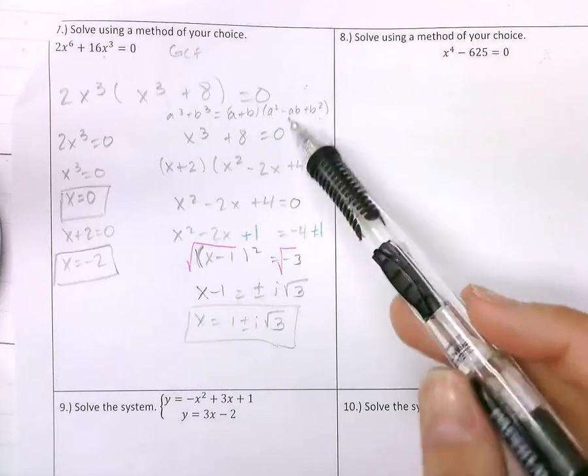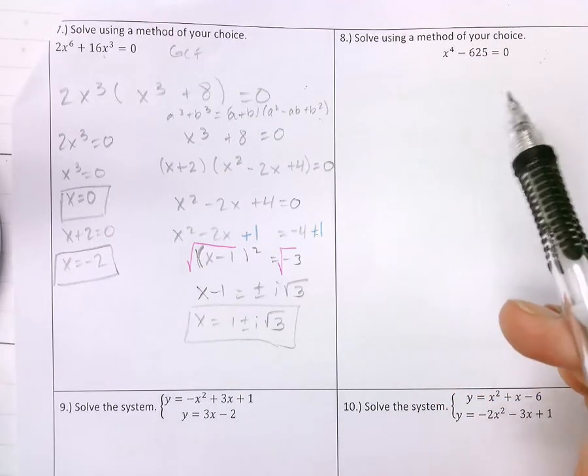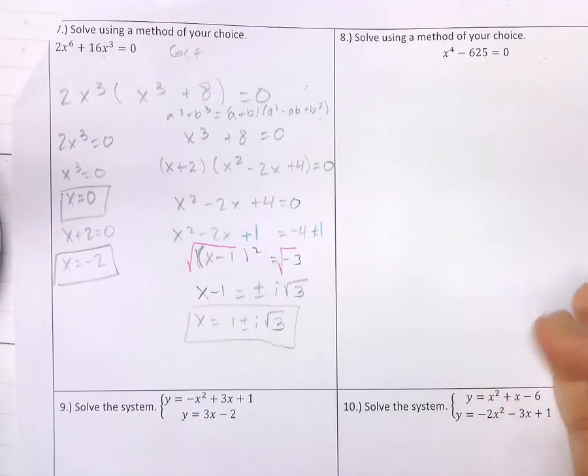If you don't factor the difference or sum of cubes, I'm not giving you any points. Lots of people are just subtracting 8 and then cube rooting, and I don't know where you learned that, but I didn't teach you that at all. So don't do it, because when you do that, you're not getting all of the answers.